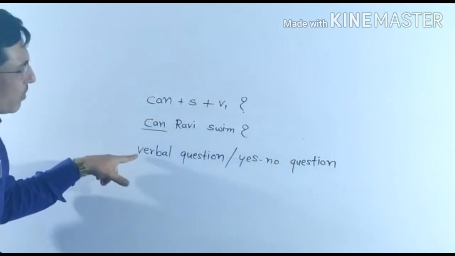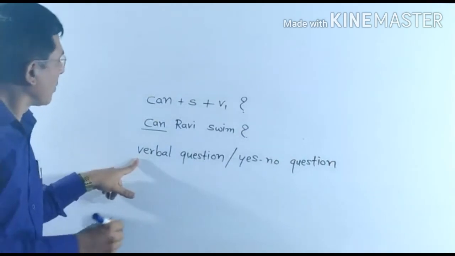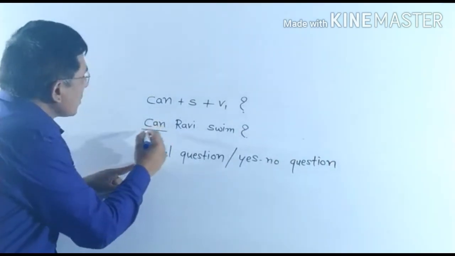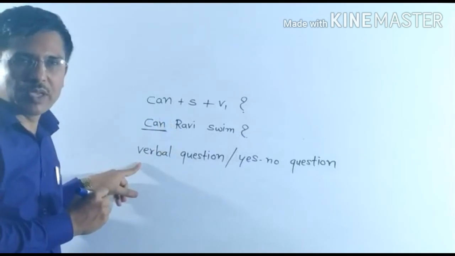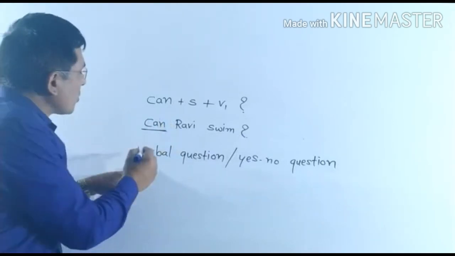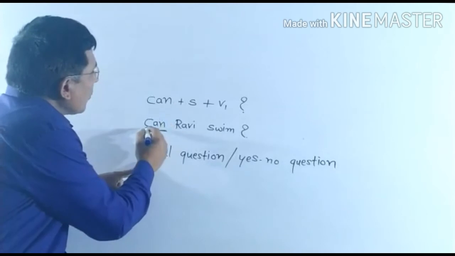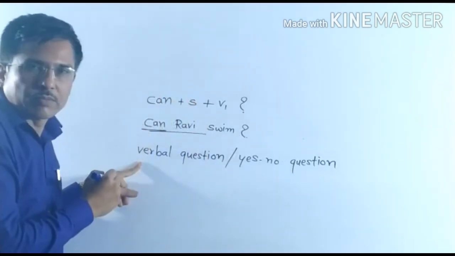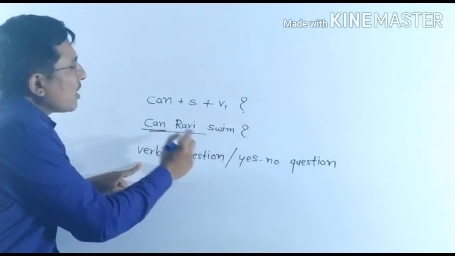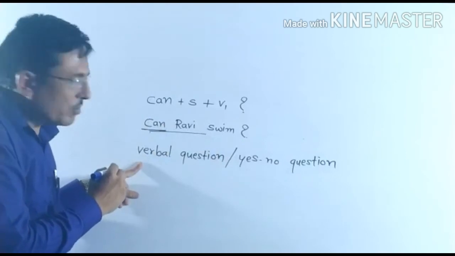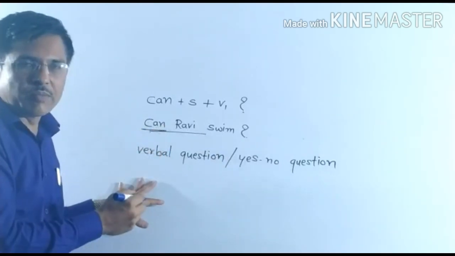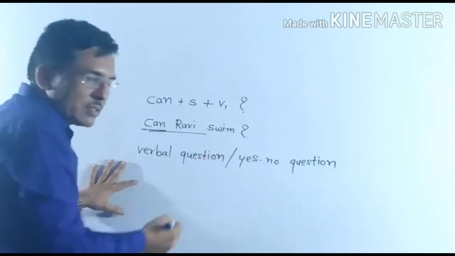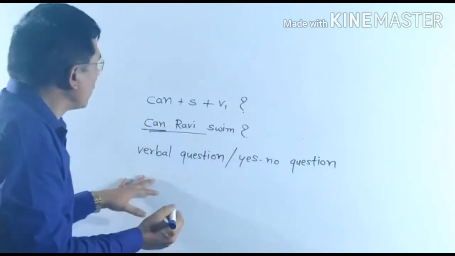Why is it called a verbal question? Because can is helping verb. Can is helping verb. So we call it a verbal question. Why is it called a yes no question? Because its answer can be given either by using yes or no.